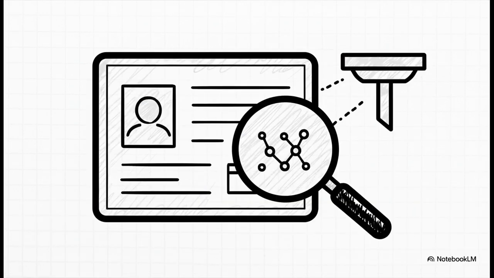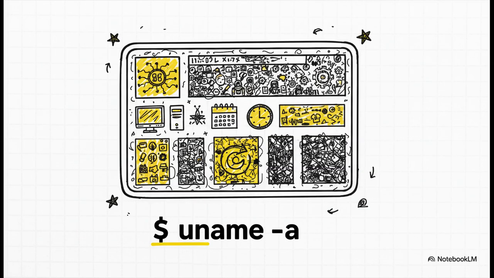But you're probably gonna need more detail than just the name, right? For that, add the -r option. This gives you the exact kernel revision you're running. And trust me, this is so useful for troubleshooting or just checking if your software is compatible. And if you want the whole shebang, the full story, just use -a for all. This gives you everything: the kernel name, the machine's host name, the kernel revision, the architecture. It's the complete system snapshot, all in one line.